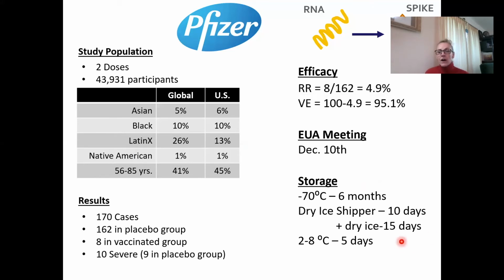Importantly, once they thaw the vaccine, it's only stable for 5 days. So that vial has to be used within 5 days.